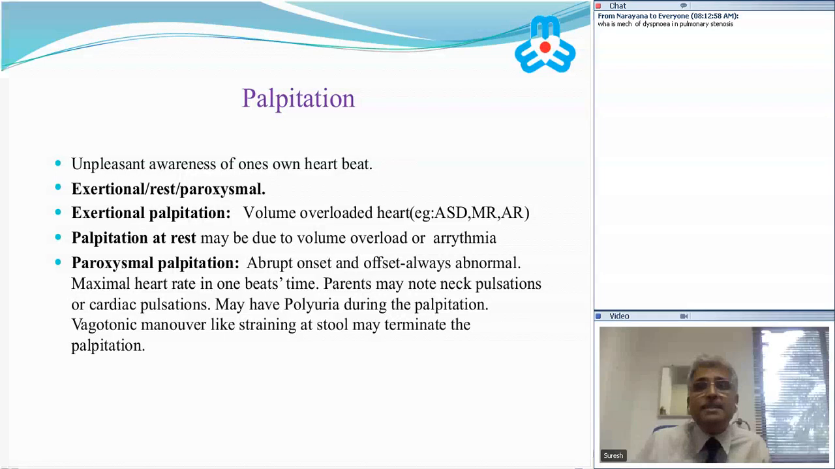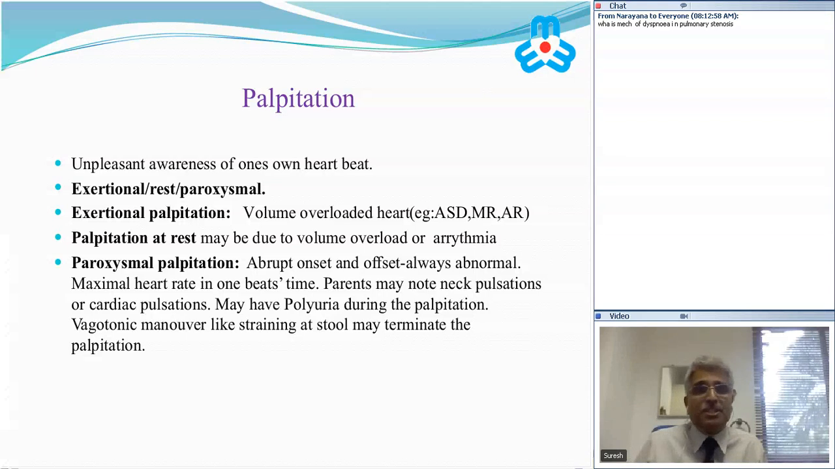Yet another symptom that we consider significant would be palpitation. It is an unpleasant awareness of one's own heartbeat. Again, mind you, we haven't said that it is necessarily tachycardia. An unpleasant awareness of one's own heartbeat could be exertional, it could occur at rest, or it could be paroxysmal. Accordingly, there is some difference in the implication.